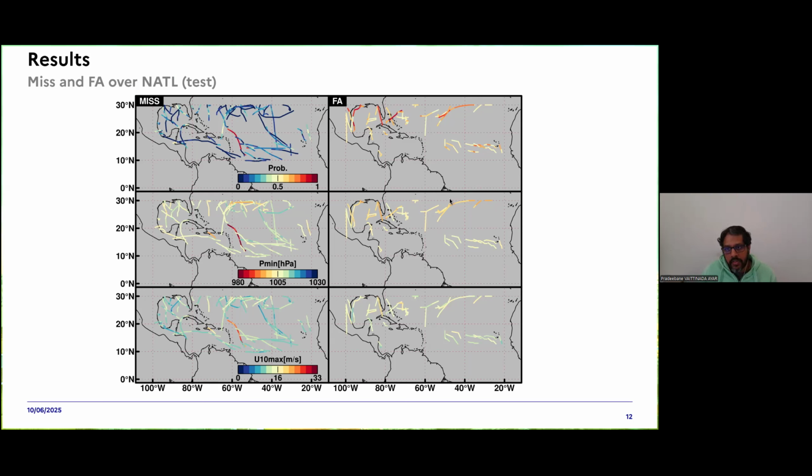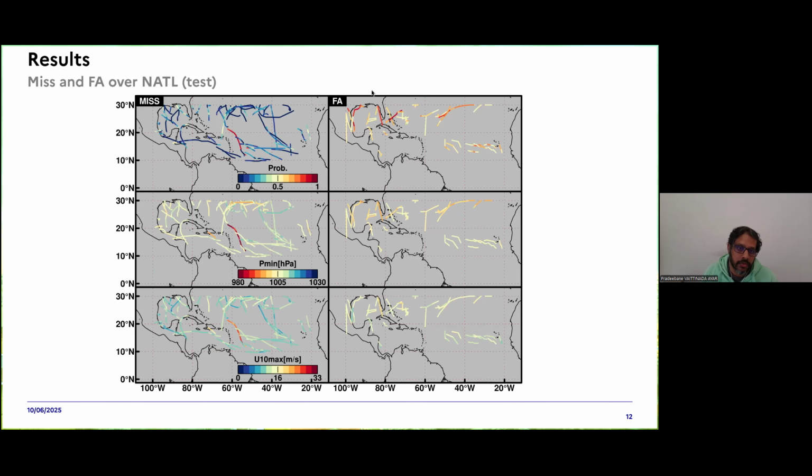For the false alarms, you see that they are more located in the middle of the domain and closer to the coastal area. Basically, these are the developing area, and here is the landfall area. The cyclones are quite weak over these areas, which is why we sometimes generate false alarms there.